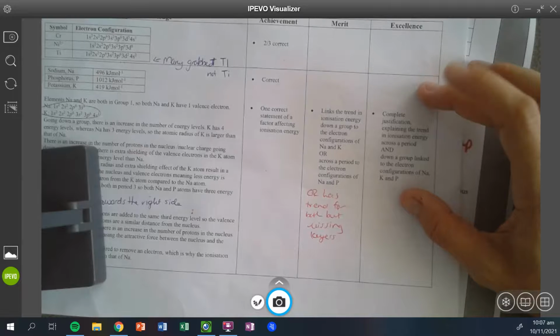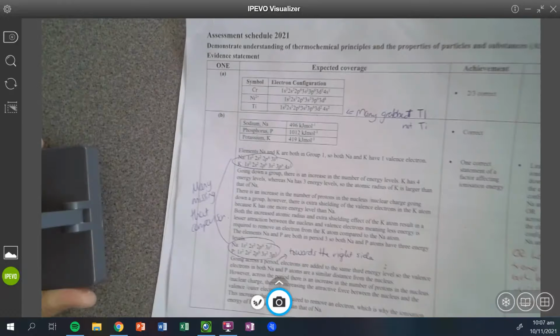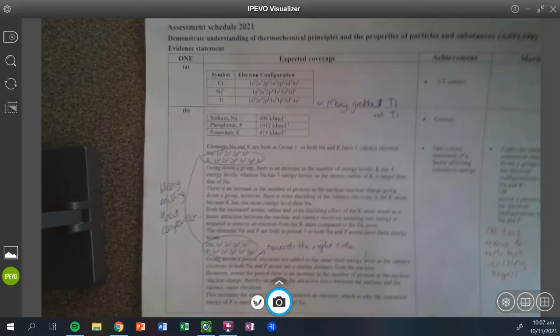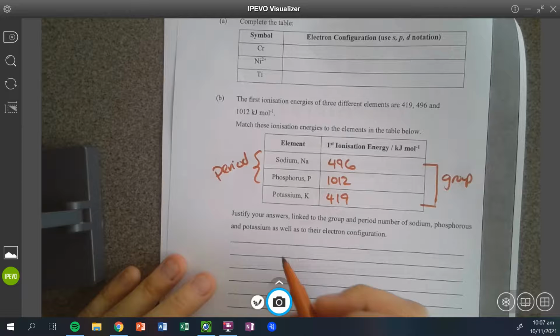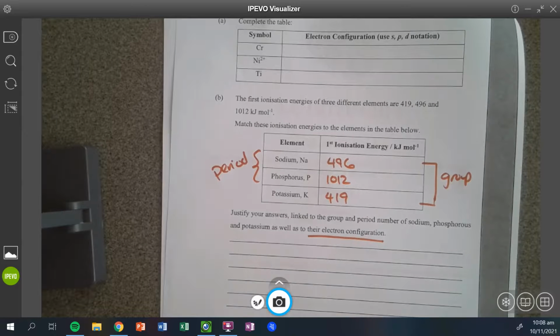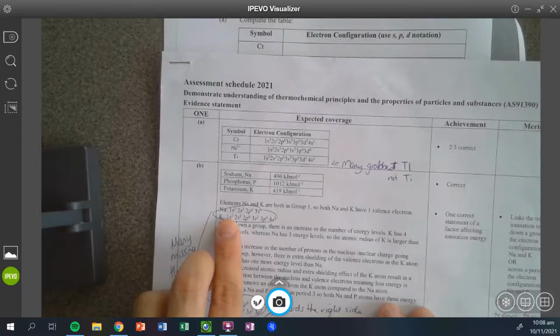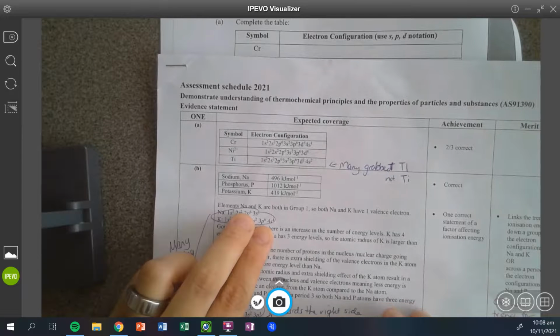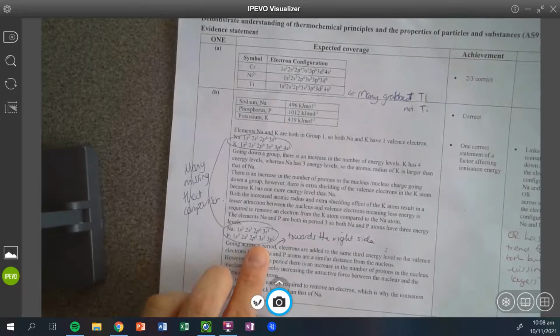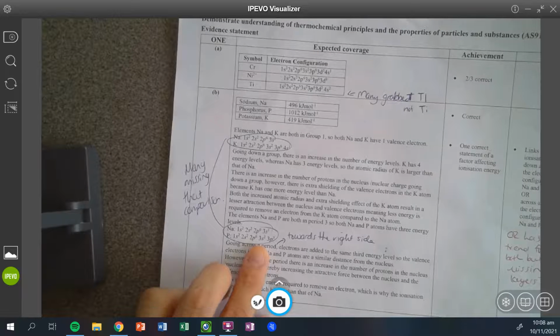The other thing that you needed for the excellence was that I was looking for the electron configurations. And you can see that on the answer here. They wanted you to talk about their electron configurations. I wasn't necessarily looking for the fact that you wrote out the electron configurations. What I was primarily looking for was if you talked about how the group both have one valence electron, whereas in the row, they both are ending with period 3. Does that make sense?